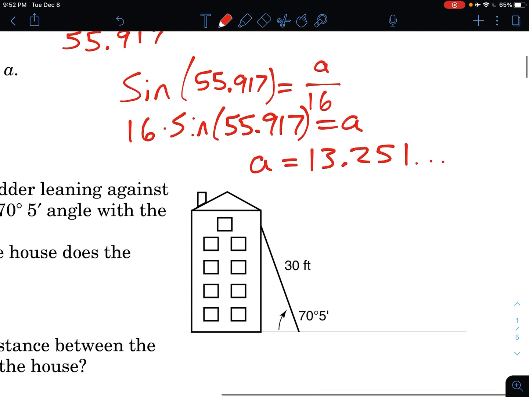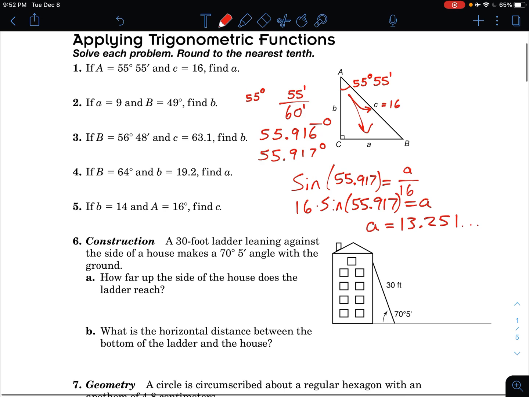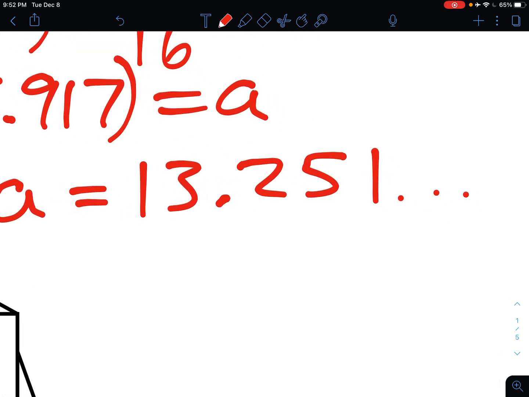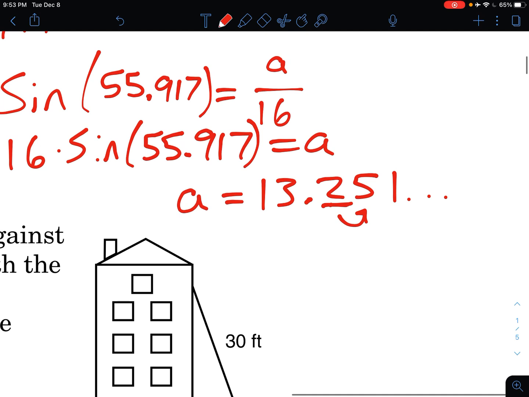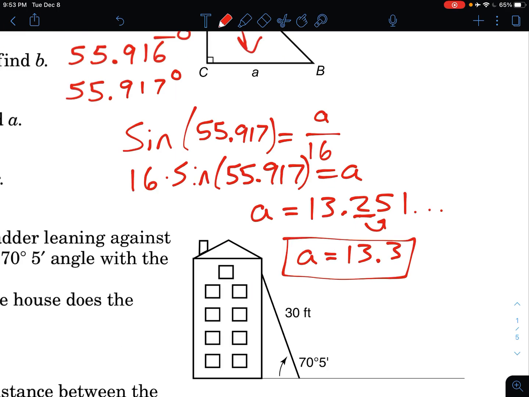So I'm just going to truncate it there, because we don't need to go any further, because remember we're rounding to the nearest tenth. So just look at this number and then ask yourself, does this number next to it round it up? In this case, yes. So A equals 13.3 would be your answer for number 1.